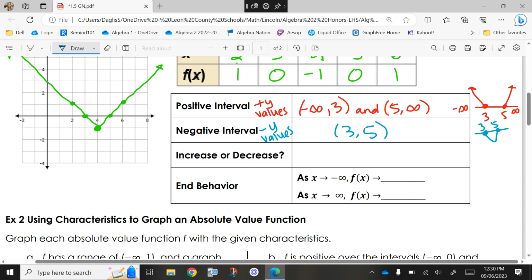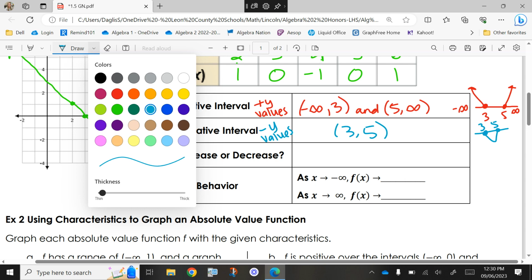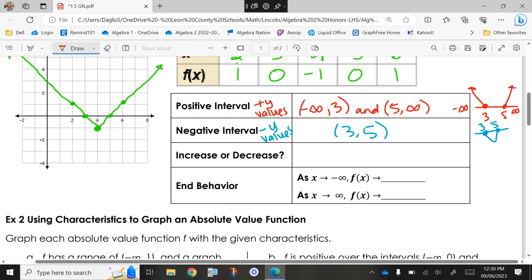Where is it increasing and where is it decreasing? Because absolute values always have both. So I don't know why I worded it that way. But we should just say increase/decrease. There shouldn't be a question mark. I think I was thinking about something else. Absolute values always have both. It's going to go down and then up, or it's going to go up and then down, always.